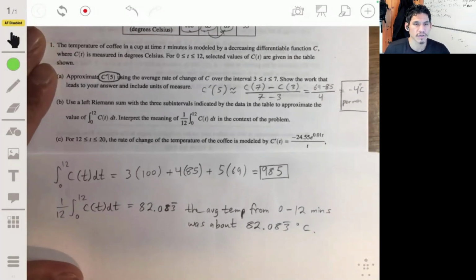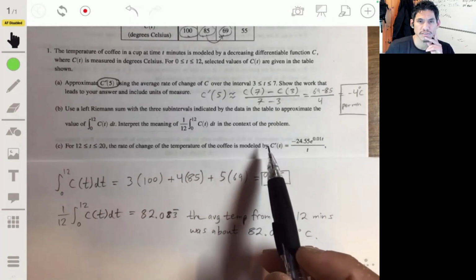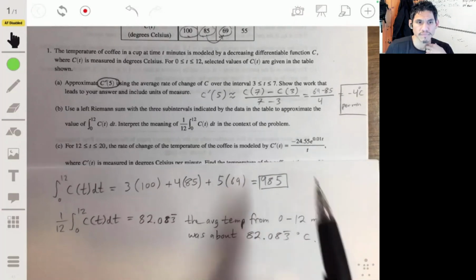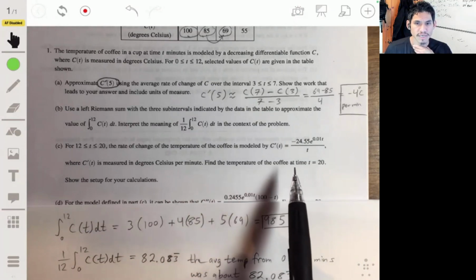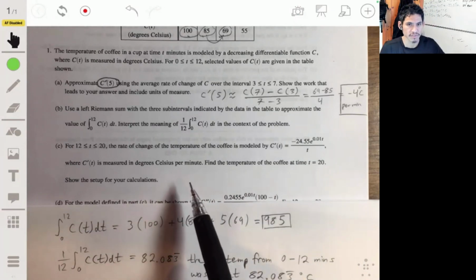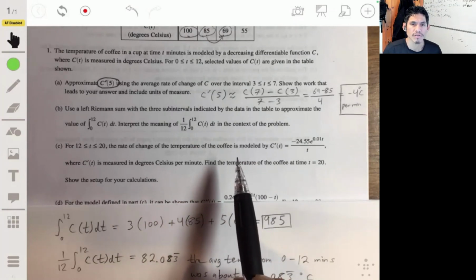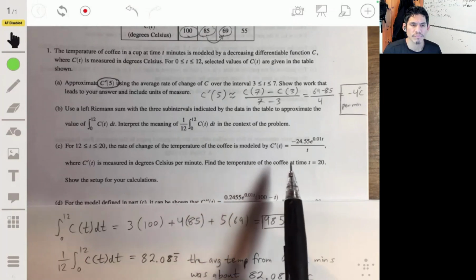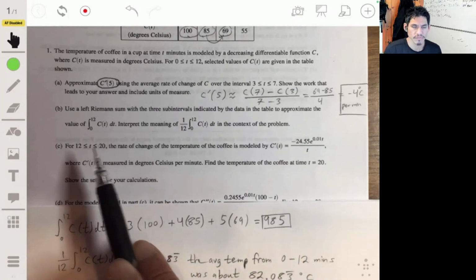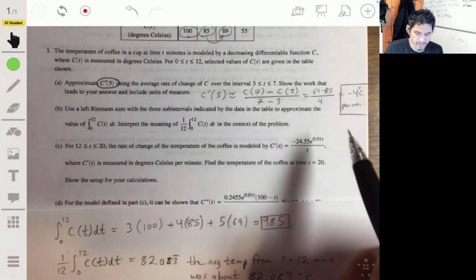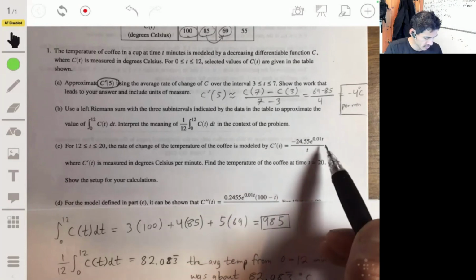And part C, the rate of change of the temperature of the coffee is modeled by C prime of t equal to this, where C prime of t is measured in degrees Celsius per minute. Find the temperature of the coffee at time t equals 20. Show the setup for your calculations. Okay, so what we want to do is just take the temperature at 12 and then add it to this times 8.